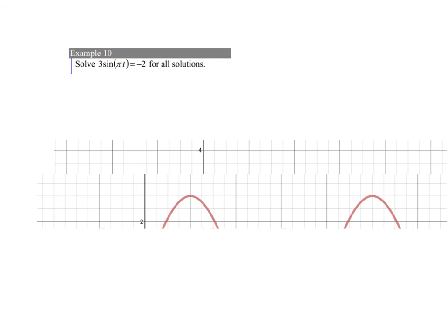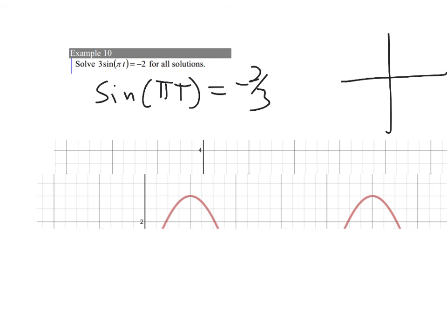Let's see. So I'm going to isolate, solve it for sine pi t again. You've seen this before. So negative 2/3. So where's the sine negative? It's down here and down here. Now remember, the arc sine for a negative value is going to give us that. And it doesn't say anything about a certain range, so that's going to be one of our answers.